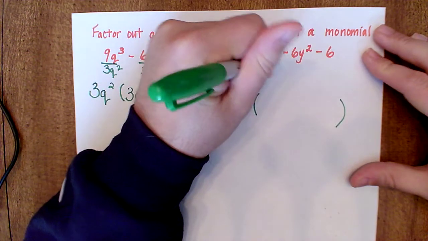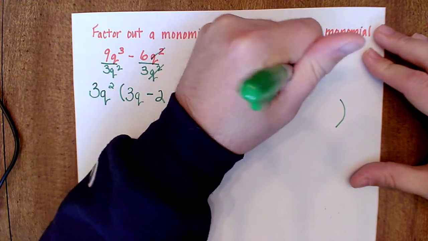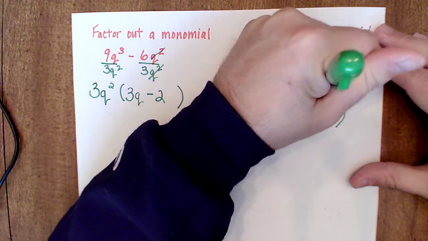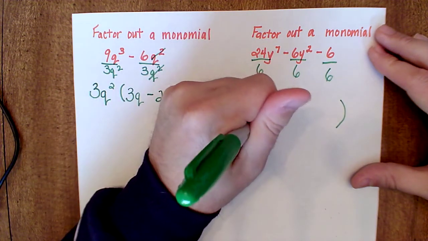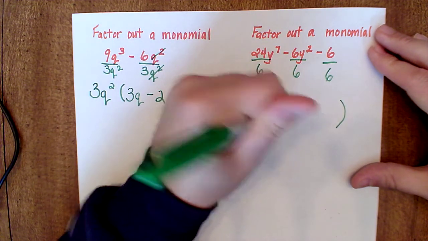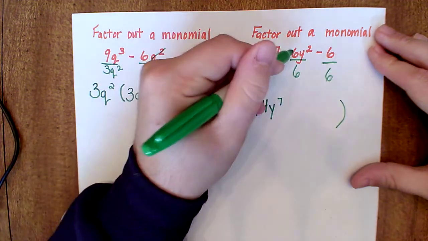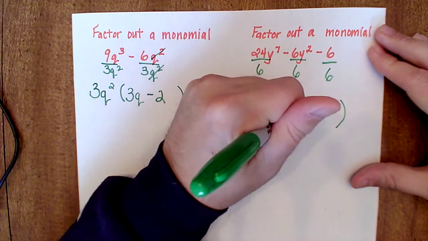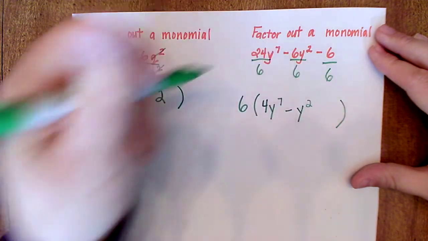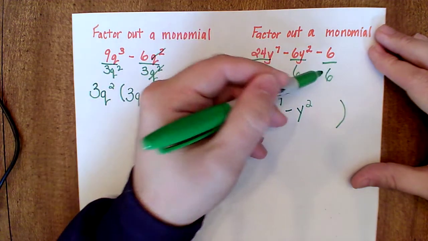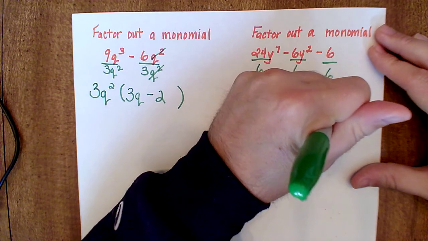I'm going to go ahead and divide by 6, divide by 6, divide by 6. 24 divided by 6 is going to be 4y to the 7th. 6 divided by 6 is going to be 1, so we have 1y squared. And 6 divided by 6 is going to be minus 1.